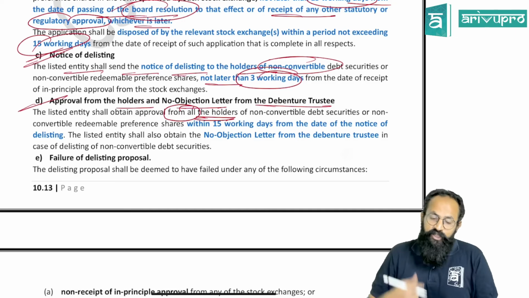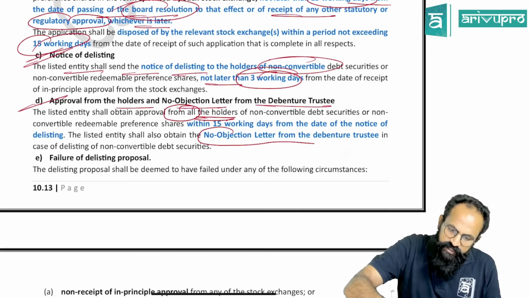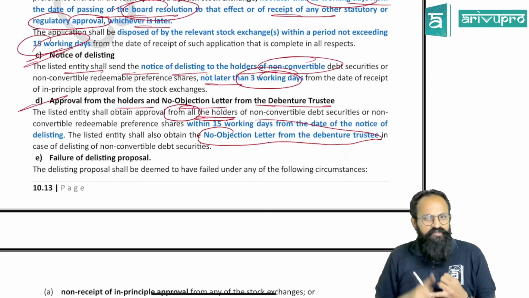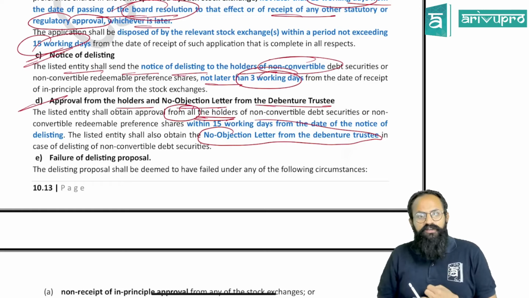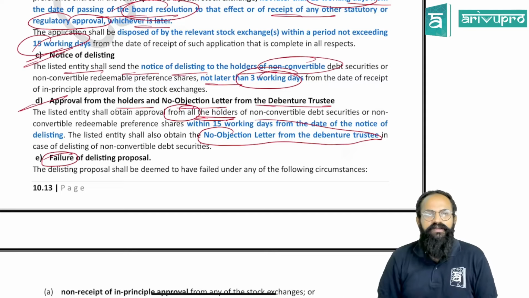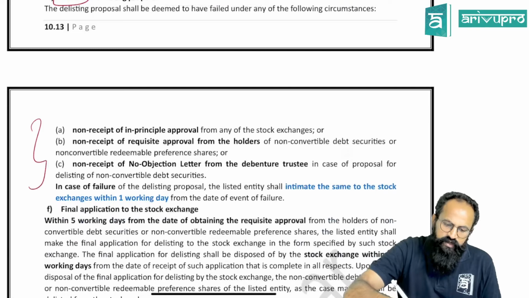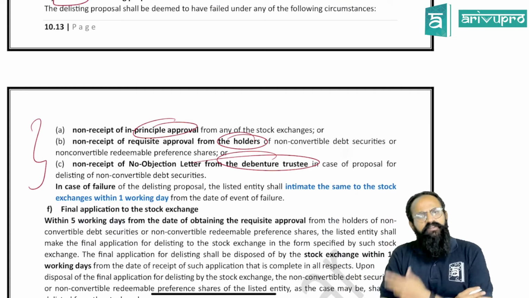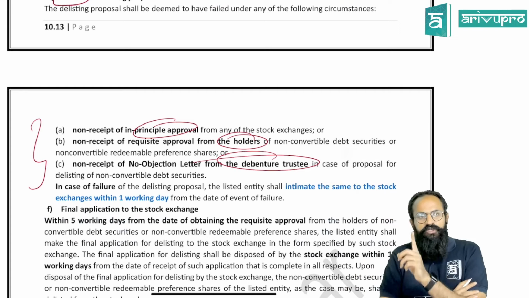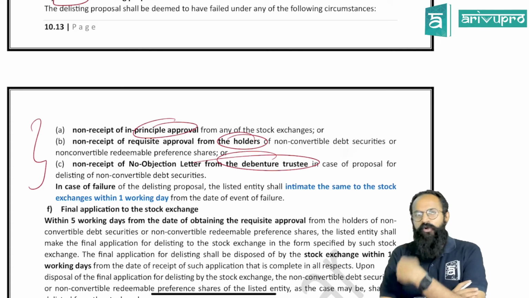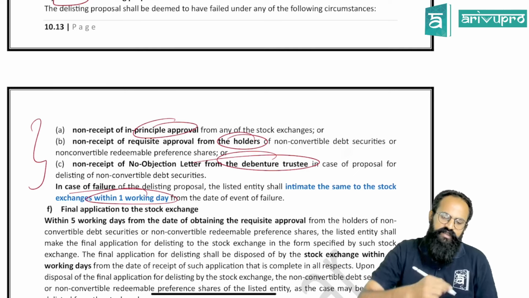And not only that, sir, you need to get a no objection letter from the debenture trustee. Remember, if anyone has not responded, meaning the in-principle approval you did not get, or the holders did not respond, or they said no, or the debenture trustee said no, anyone saying no will be considered a failure. That is what is given here: in-principle, holder, debenture trustee. Whenever there is a failure, now imagine the holders did not respond, you need to intimate the stock exchange within 1 working day: sorry, you gave me the approval, but my holders did not give me the approval.